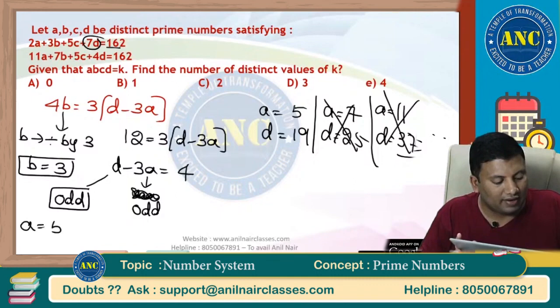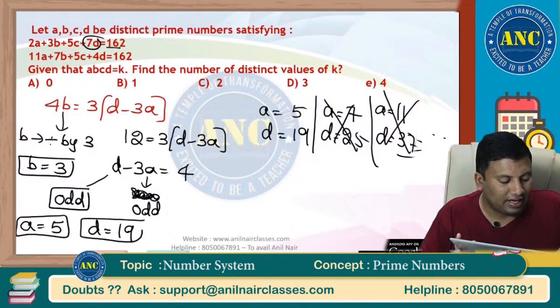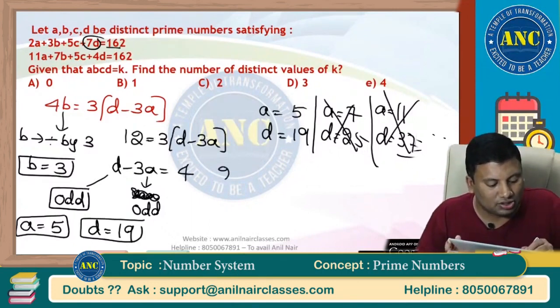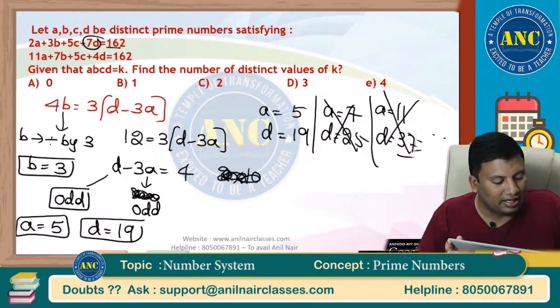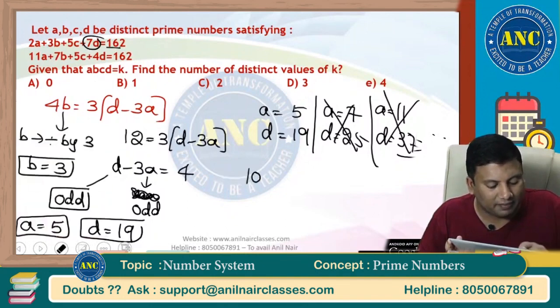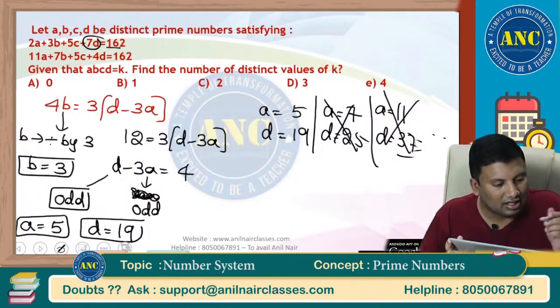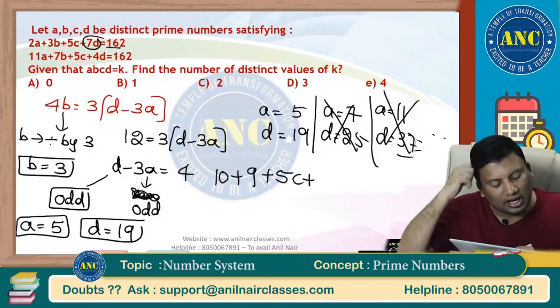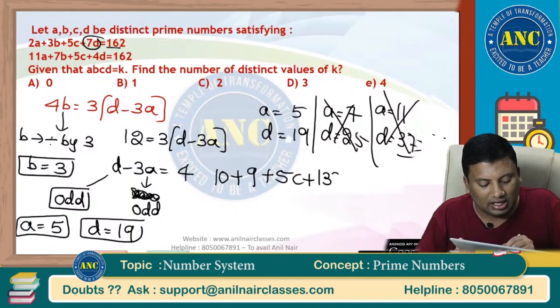Easy question. A value 5, D value 19, A 5, D 19, B 3. Now we will easily get to see if I substitute. 2 into A is 5, so 2 into 5 is nothing but 10. I will write here, 2 5s are 10. 3 into B, 3 3s are 9. 5 into C, we require C. 7 into D, 7 into 19, which is 133.